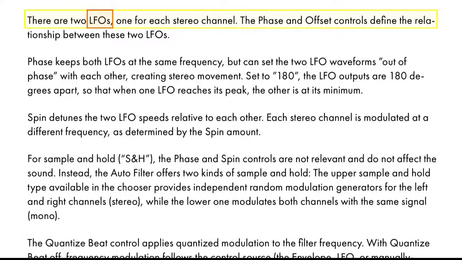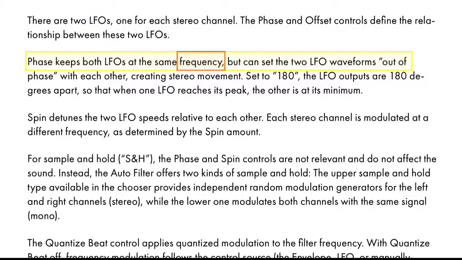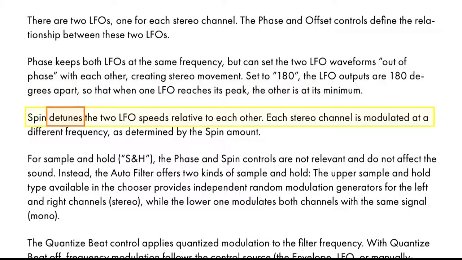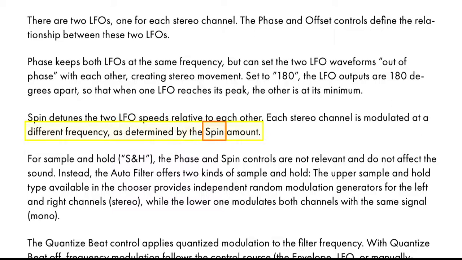There are 2 LFOs, one for each stereo channel. The phase and offset controls define the relationship between these 2 LFOs. Phase keeps both LFOs at the same frequency, but can set the 2 LFO waveforms out of phase with each other, creating stereo movement. When set to 180, the LFO outputs are 180 degrees apart, so that when one LFO reaches its peak, the other is at its minimum. Spin tunes the two LFO speeds relative to each other. Each stereo channel is modulated at a different frequency, as determined by the spin amount.